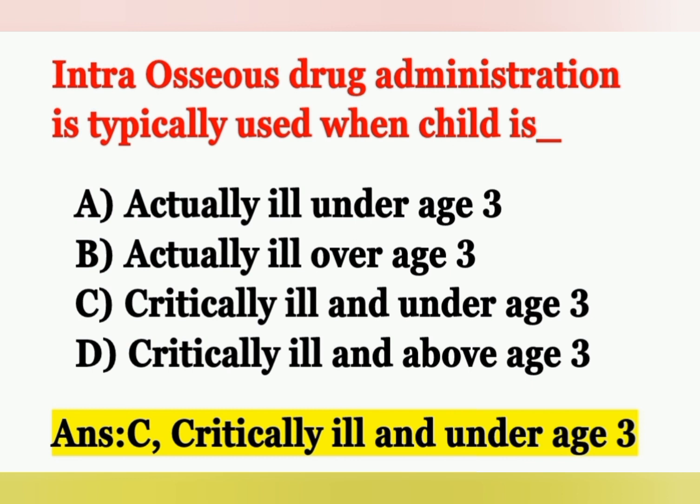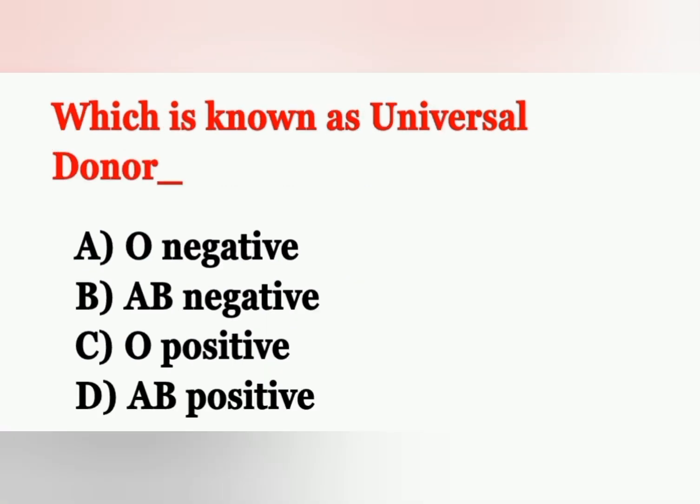In case of a critically ill child, when other methods of administration are not possible, then we can use intraosseous injection for a child under the age of 3. Option C is the correct answer.